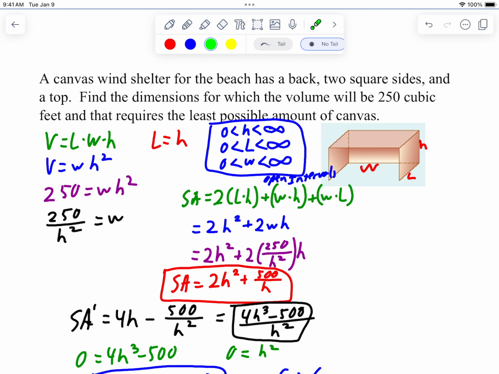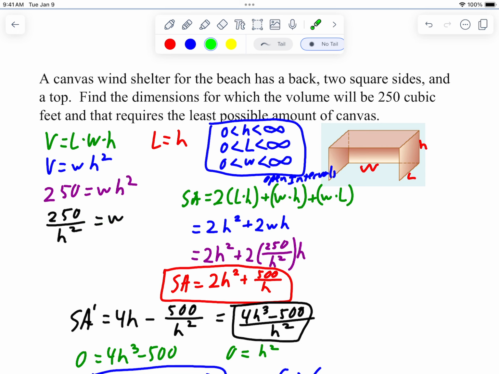So we had this picture, right? I called this width, I called this length, and I called this height. You can call it X, Y, and Z if you want, it doesn't matter. But I know that the volume is length times width times height. We have two square sides, so the length and the height are the same because this side and this side are squares. So I know the volume is width times height squared. I know that this has to equal 250, so this gives me a relationship between width and height.